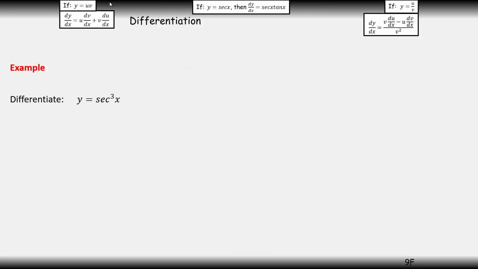Okay, in this example, we've got to differentiate y equals sec cubed x. So y equals sec cubed x, we can write that as sec x cubed. So that allows me to use the chain rule. If we let u equal sec x, then if I differentiate that, what do I get? Sec x tan x.